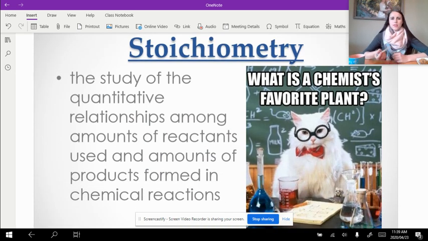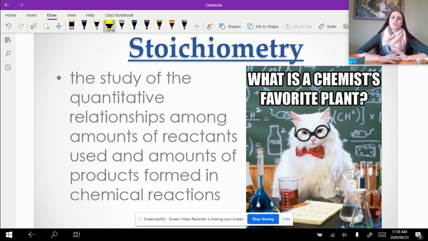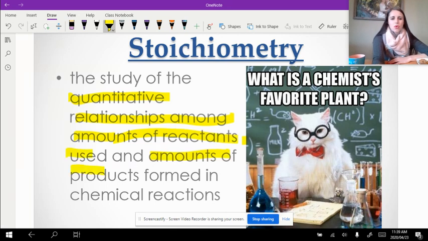So just a couple definitions before we get to our first example here. The definition that we want to start with is, actually, what is stoichiometry. So it's the study of, I'm going to highlight this word here, quantitative. Remember, quantitative just means numbers. So it's the study of quantitative relationships among reactants used and the amount of products formed.